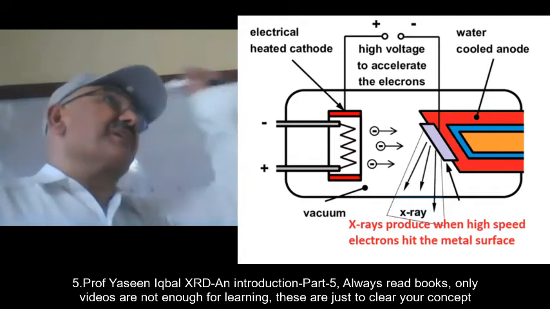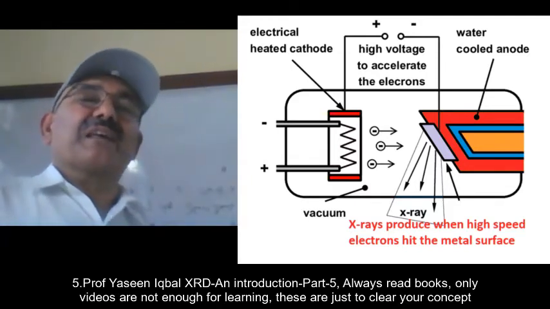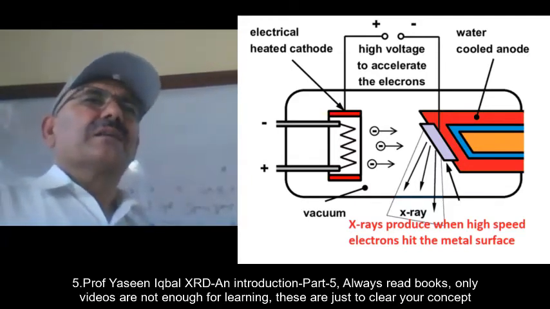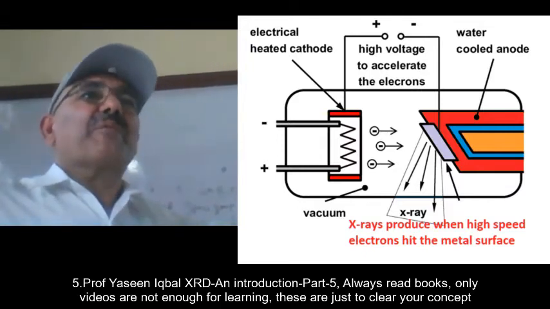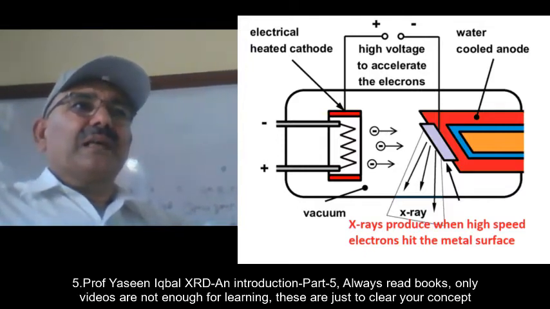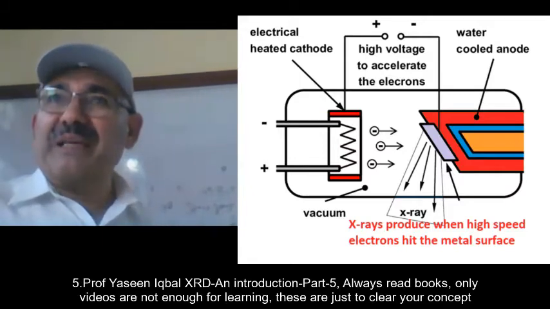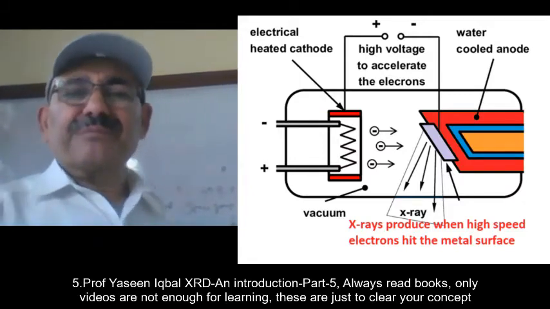But when you hit the metal surface with electrons, it will emit X-rays in every direction. It will be like a shower of radiation around, right?